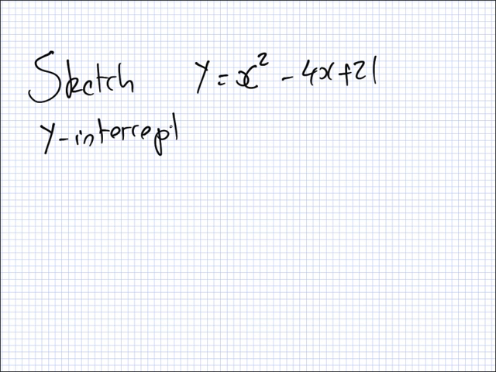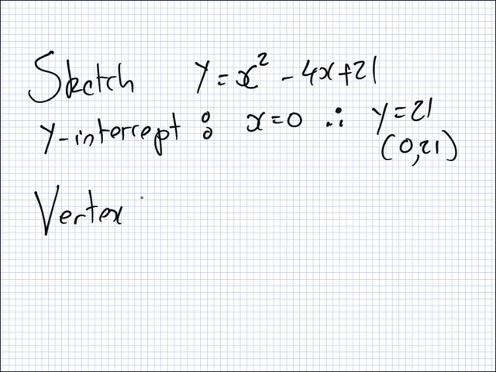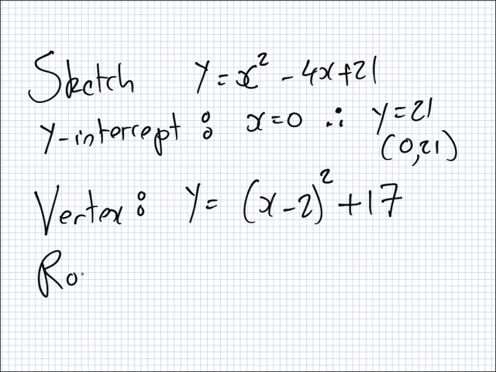I make x equal to 0, therefore y equals 21. So I have the point (0, 21). Okay, let's find the vertex next. y equals x squared minus 4x plus 21, and then it's 21 minus 4, isn't it? So what's that? 17, isn't it? Yeah.